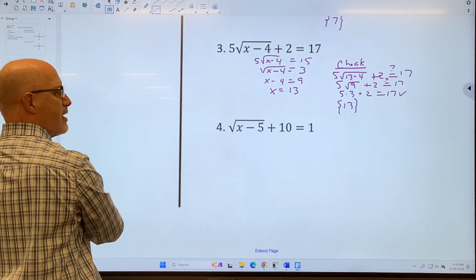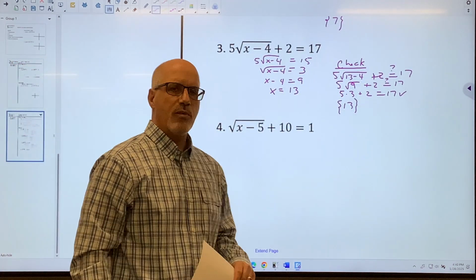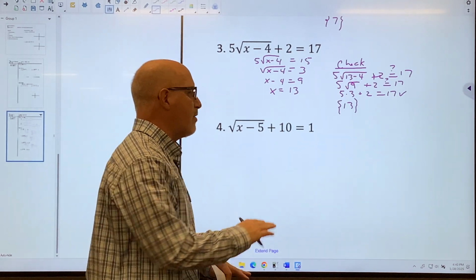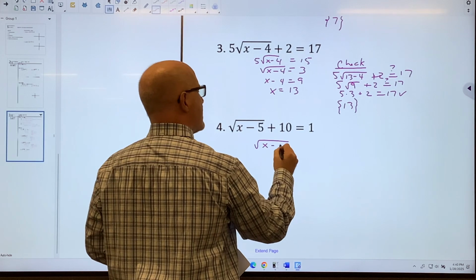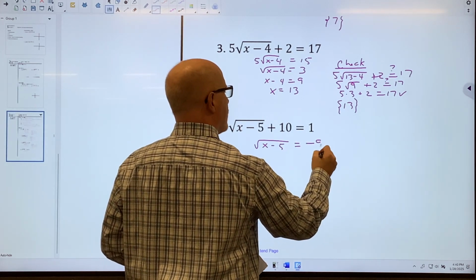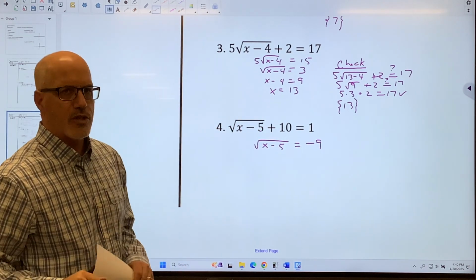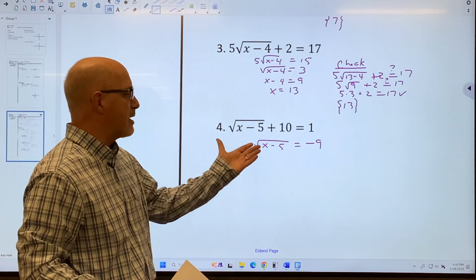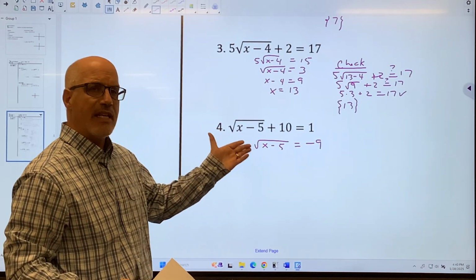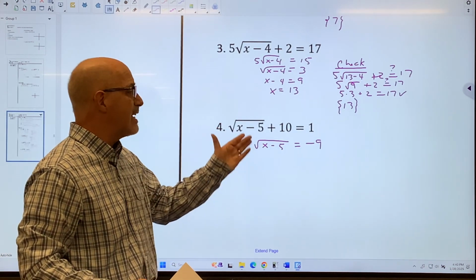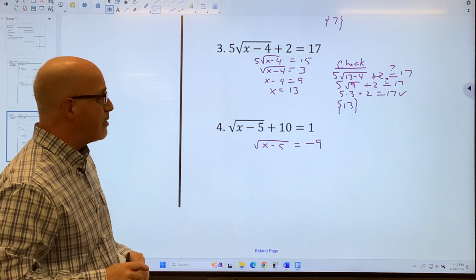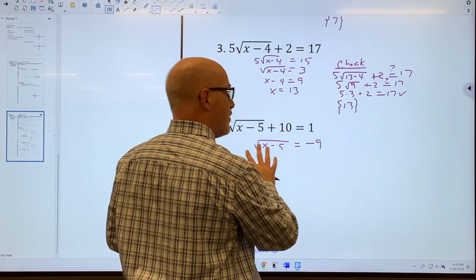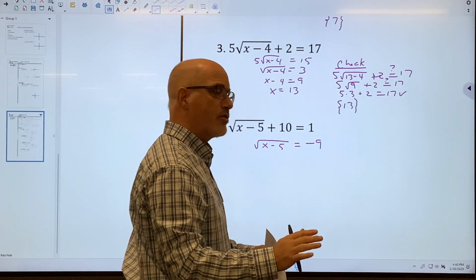All right, let's try this last one now. Okay, so we've got the radical to get by itself. We'll subtract 10 from both sides. When you get to this step, this is probably a clue that you're going to get no solution on it. You can actually stop here because a square root, or even any even index, cannot equal a negative, not in the real numbers. So if you spot it here, you can stop and say no solution.